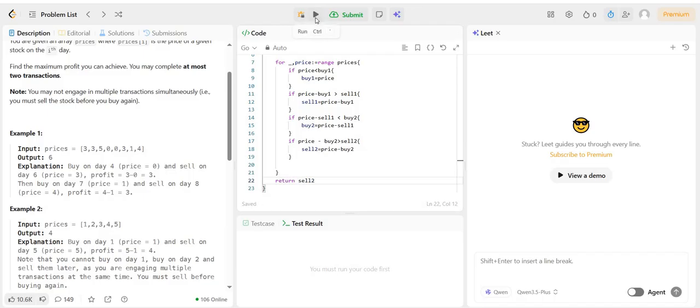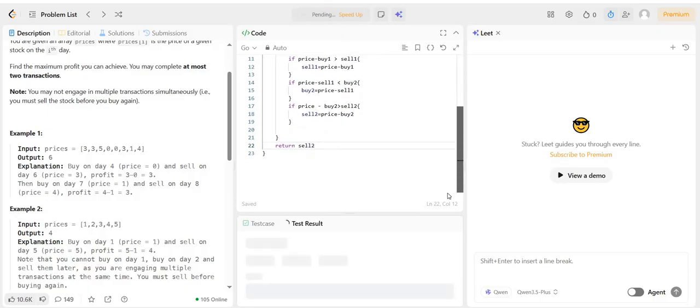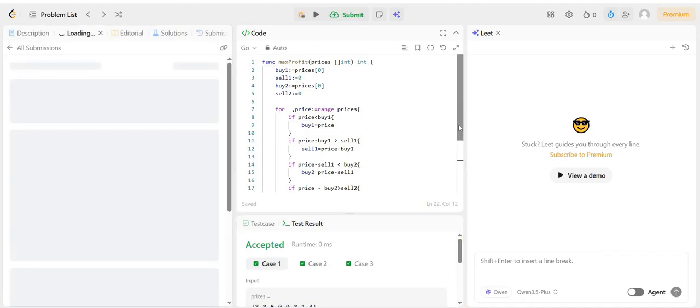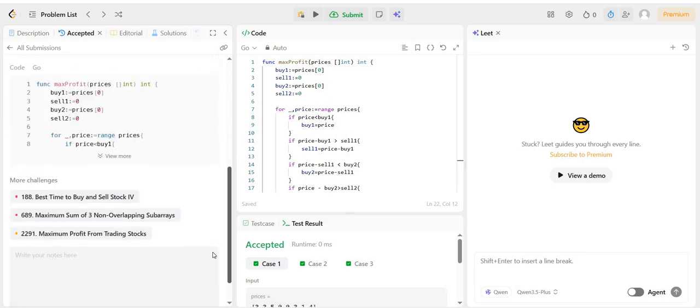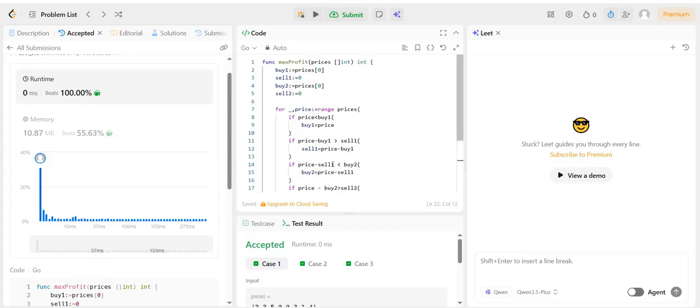Okay, let's compile it. If anything is wrong, great. If I submit, if nothing is wrong, then it should work fine. Yes, within 0 milliseconds, and time complexity is order of n, space complexity order of 1. So this is the dynamic programming approach.